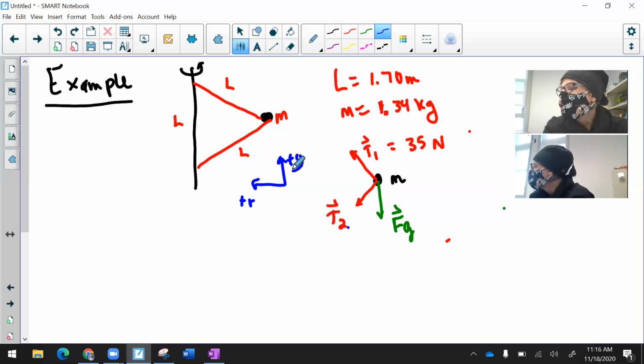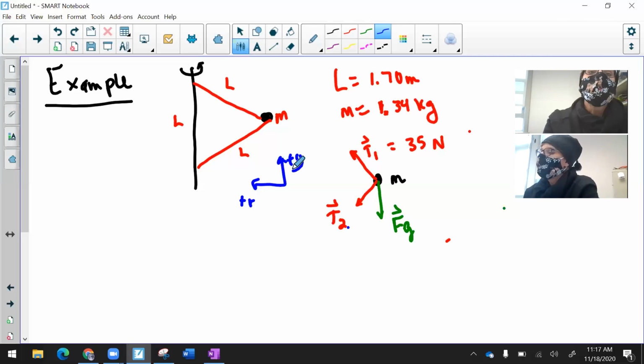And then what about C and D? I'm sorry, what about B and C? What do they ask us for? Okay, and C is, so tension is an example of a force, right? So if I need forces, what am I going to do? F net equals ma, okay? Which means that I'm probably going to need to break T1 and T2 into components because they are not aligned with my axes. Fg is okay, but T1 and T2 I have to break down.